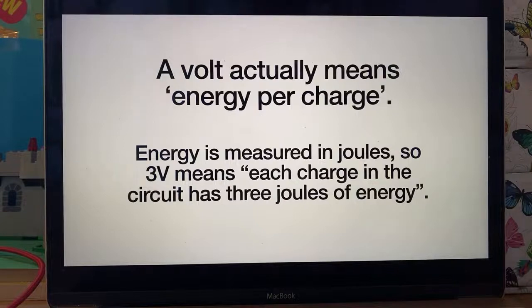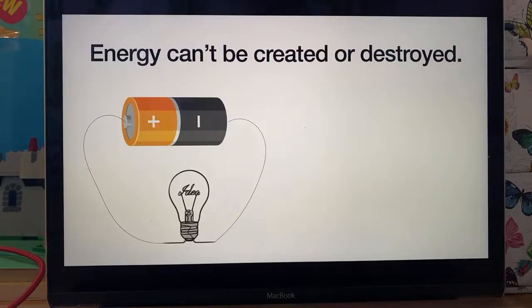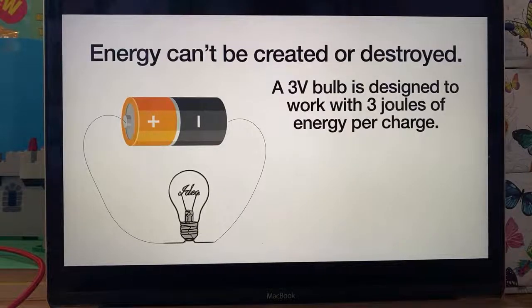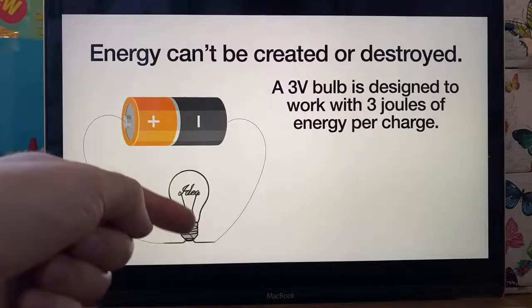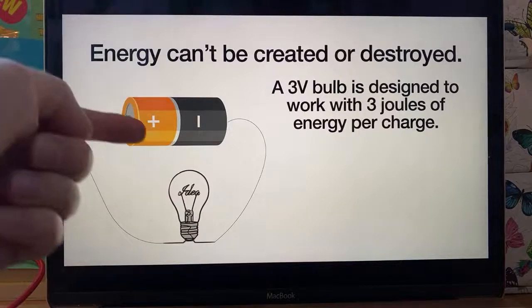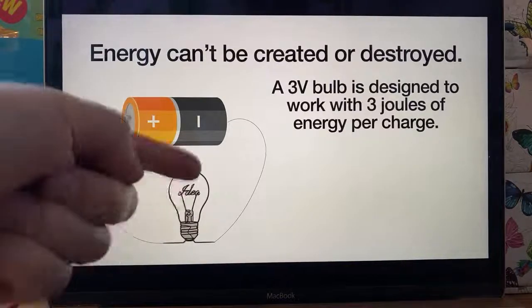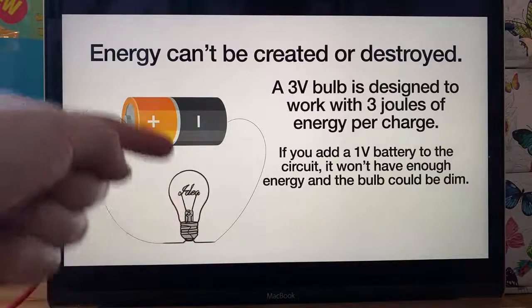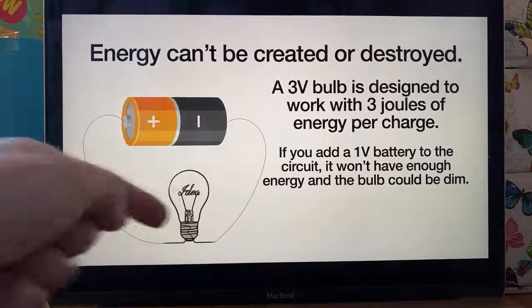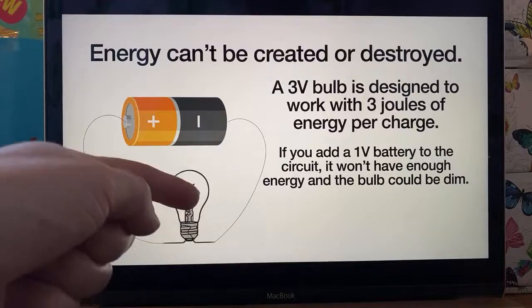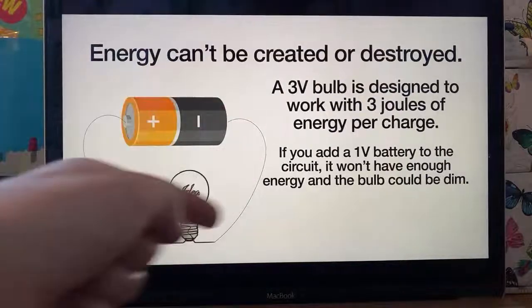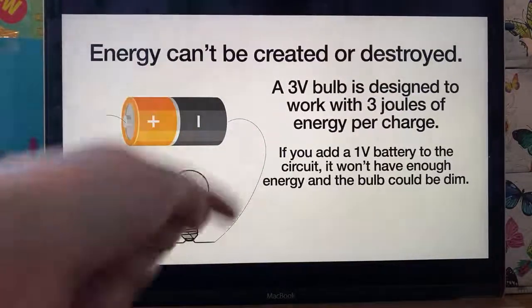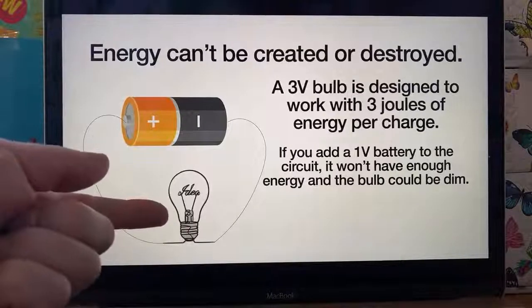Is that right? Energy cannot be created or destroyed, right? You can't just make energy or get rid of energy. So if you have this circuit, a battery with wires connected to a bulb, a 3-volt bulb is designed to work with 3 joules of energy per charge. So if you added a 1-volt battery to the circuit and this was a 3-volt bulb, the bulb wouldn't get enough energy, right? Because it's only getting 1 joule of energy per charge and it really wants 3 to light up properly. So the bulb might be quite dim.